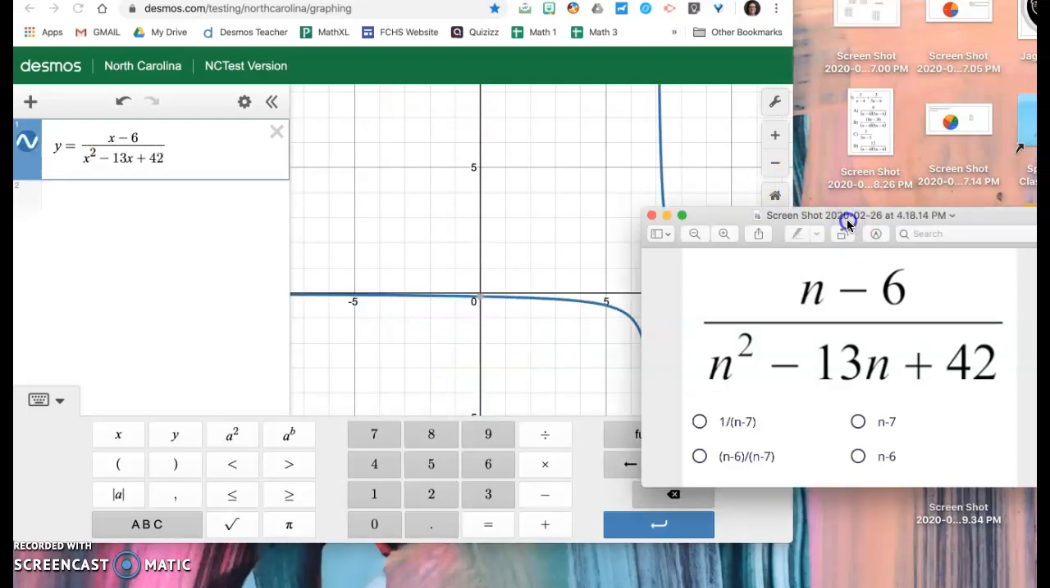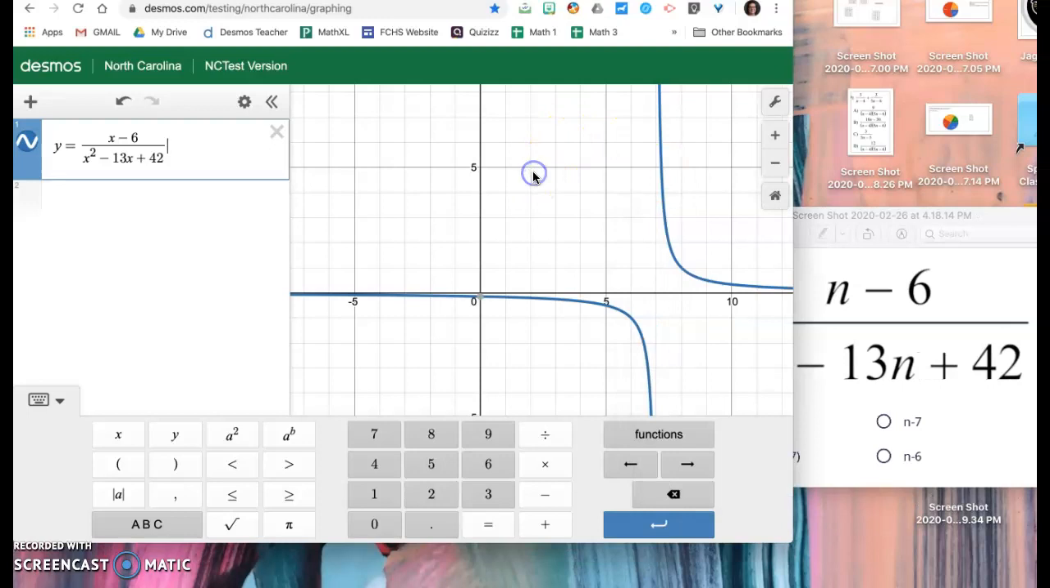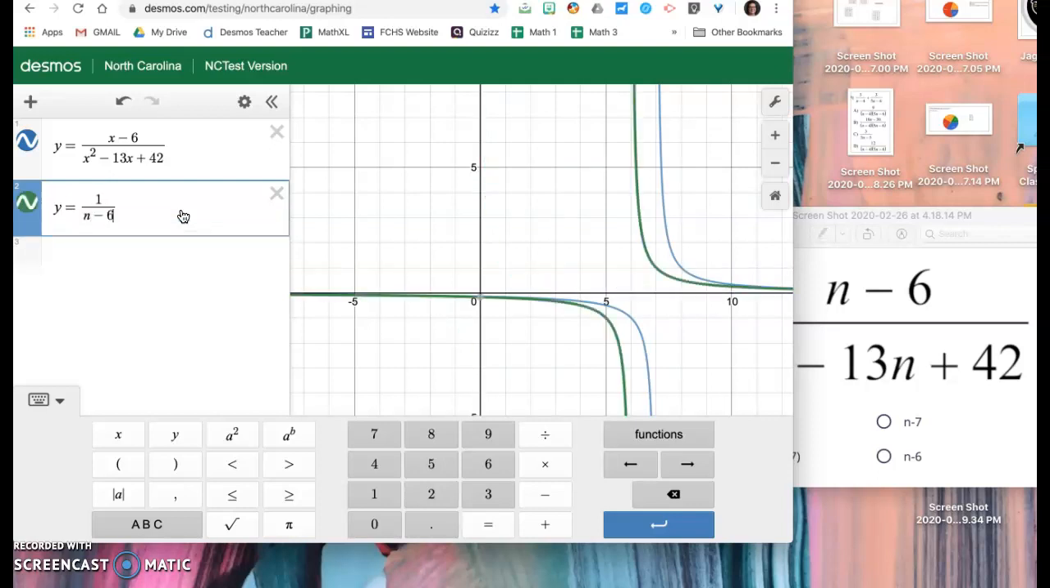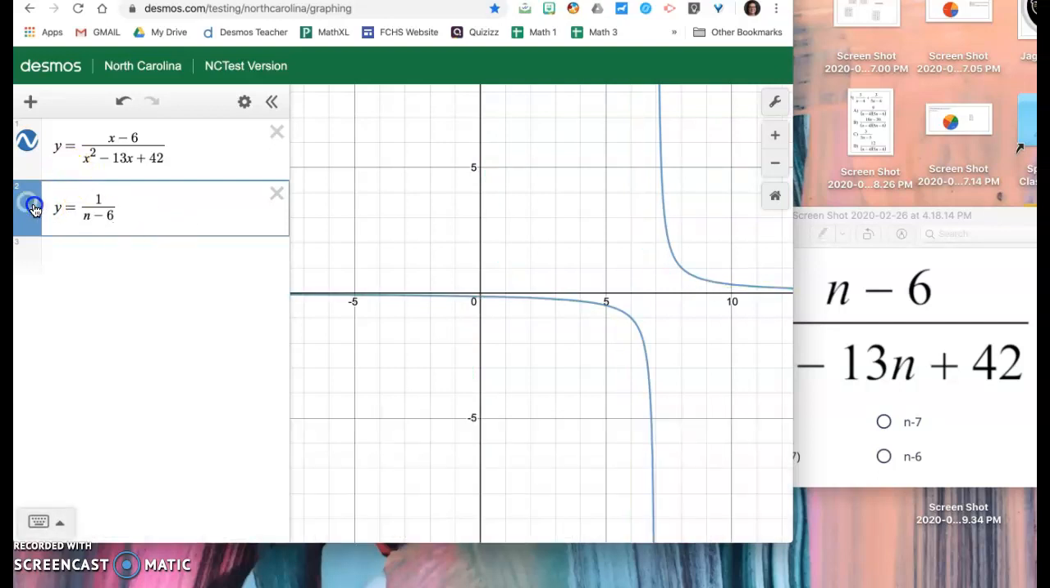Now this one does have answer choices, but I'm going to pretend like we did this by hand, and let's say we simplified and we got 1 over n minus 6. So let's do y equals 1 divided by x minus 6. Now we should be able to clearly see that we did something wrong at this point because my graph does not match. I can turn it on and off, but I don't need to, because my green does not match my blue. So if it doesn't match, then it is not the correct answer.